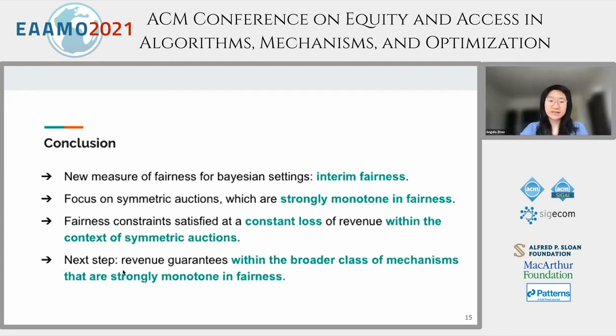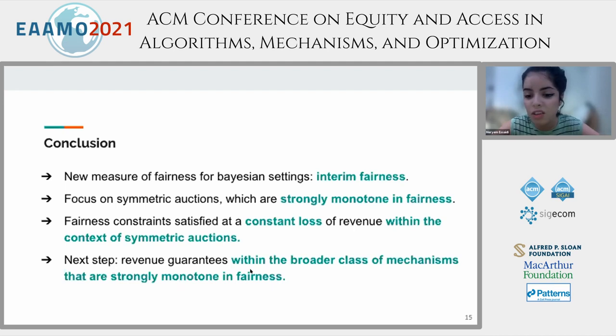Yeah, thanks. Okay, so we had this stronger fairness definition here, but then we focused on mechanisms that were a subset of the auctions that satisfy this. The next step would be to just consider the broader class here. And a hard part about that is just defining those mechanisms and finding the optimal one among these mechanisms.